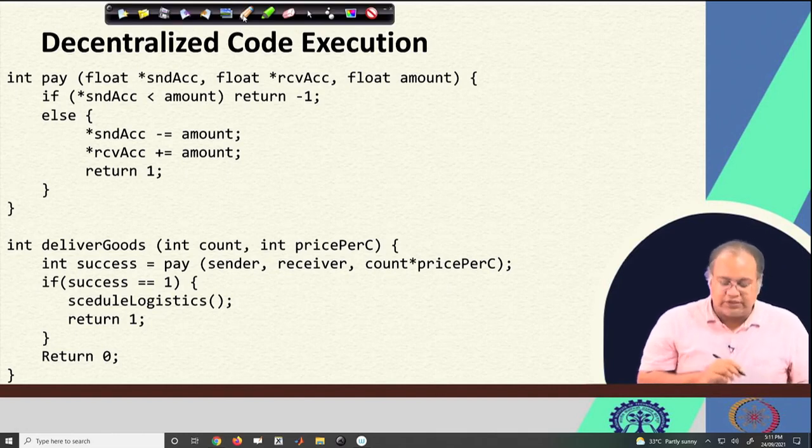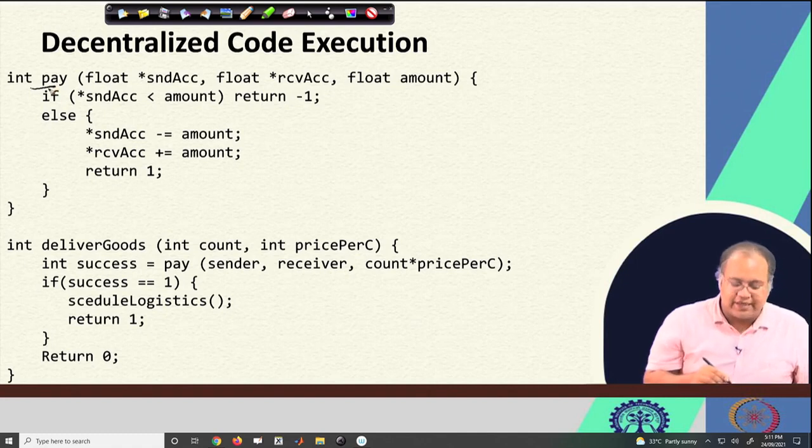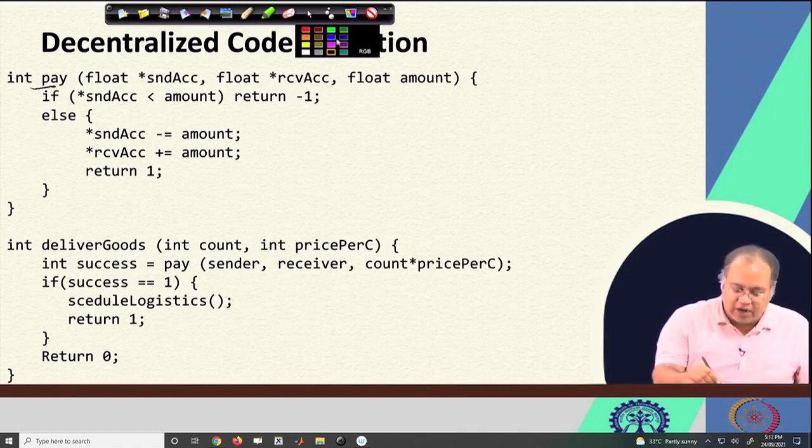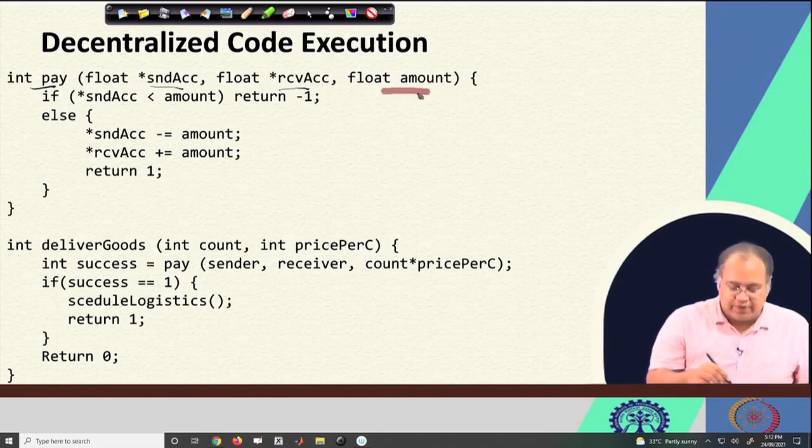So, what is this code doing? You have a function called pay. This function takes one sender account, one receiver account, and one amount value.